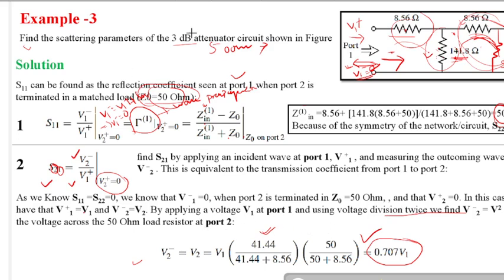Now why is it called a 3 dB attenuator? Because if this is converted to dB, it comes as 3 dB. That means if 100% power was given, only about 50% of the power is delivered at the other port, and that is equivalent to 3 dB of attenuation, or reducing the power. So this is how you can find S21 as well, and when the network is symmetric, S21 will be equal to S12.